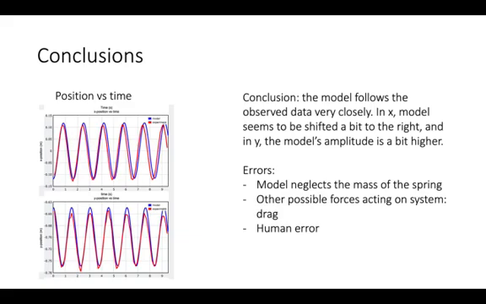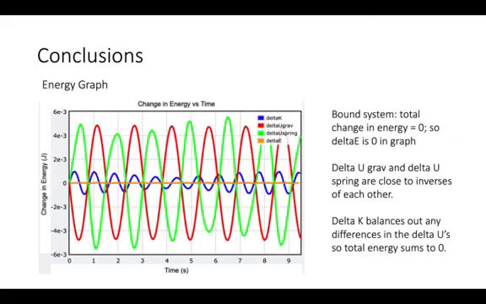For our position versus time graphs, the model followed the observed data very closely. In x, the model seemed to be shifted a bit to the right, and in y, the model's amplitude is a bit higher. Some potential errors could be that the model neglects the mass of the spring. There could also be other possible forces acting on the system, such as the drag force from the air, and there could also be human error in Tracker.